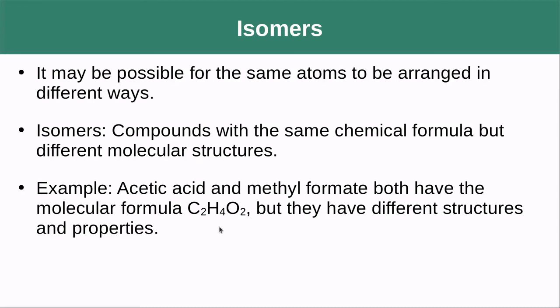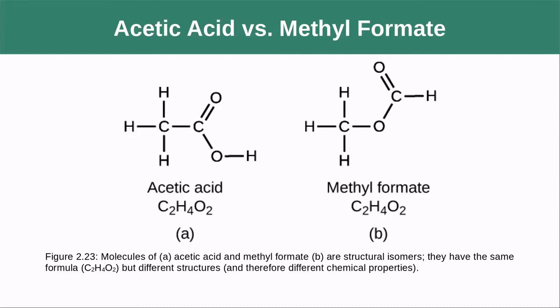So isomers. It may be possible for the same atoms to be rearranged in different ways. Isomers are compounds with the same chemical formula but different molecular structures. An example that we're going to use is acetic acid and methyl formate. They both have 2 carbons, 4 hydrogens, and 2 oxygens, but they're arranged differently. So let's take a look at that.